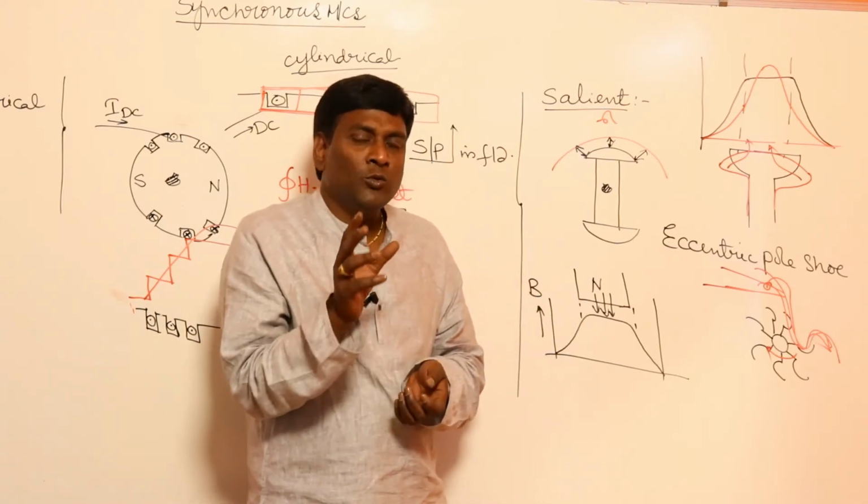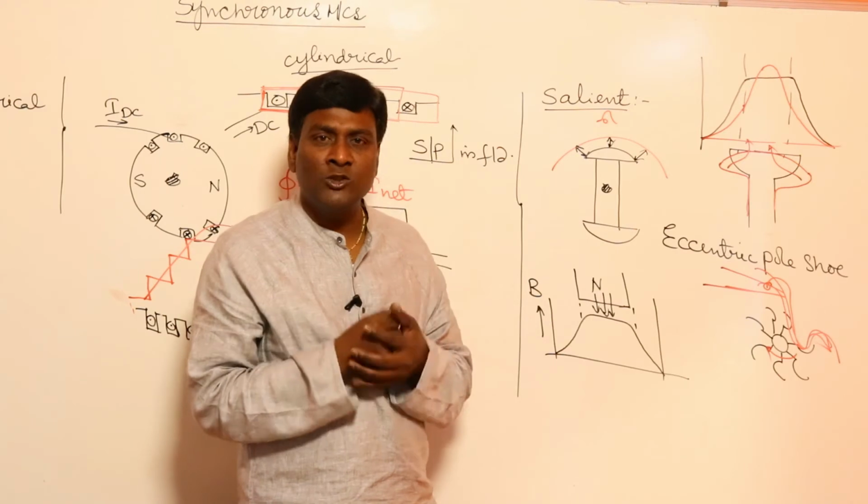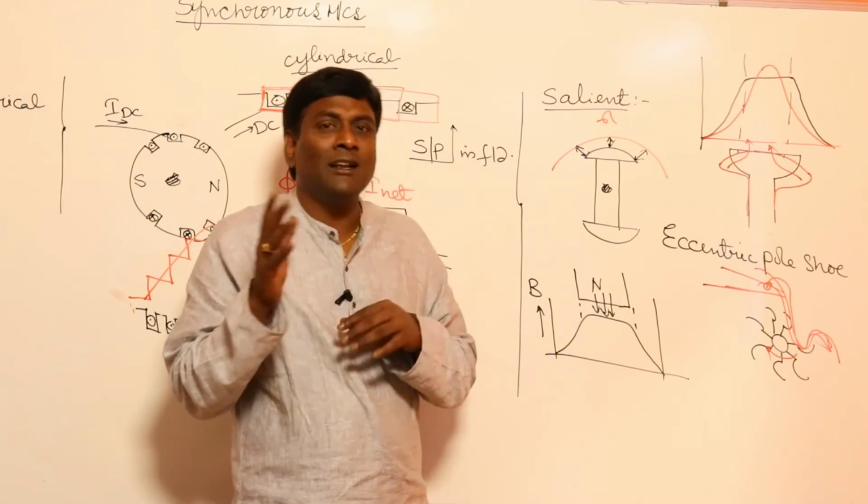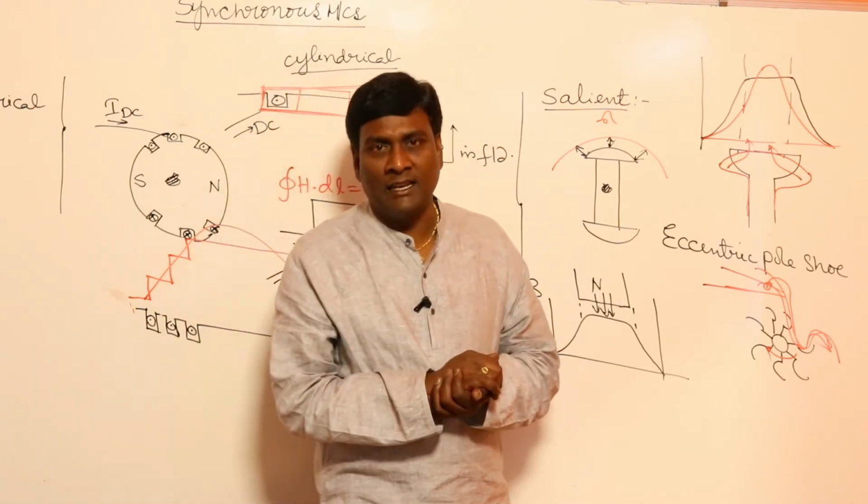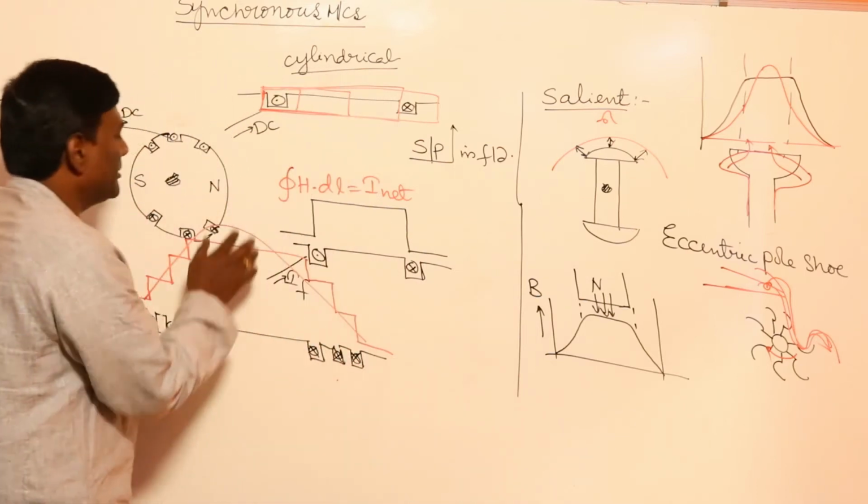Now, if something is rotating at lesser speed, which type of rotor has to be selected? If something has to rotate at higher speed, which type of rotor has to be selected? We have to see. Okay. Now coming to here.